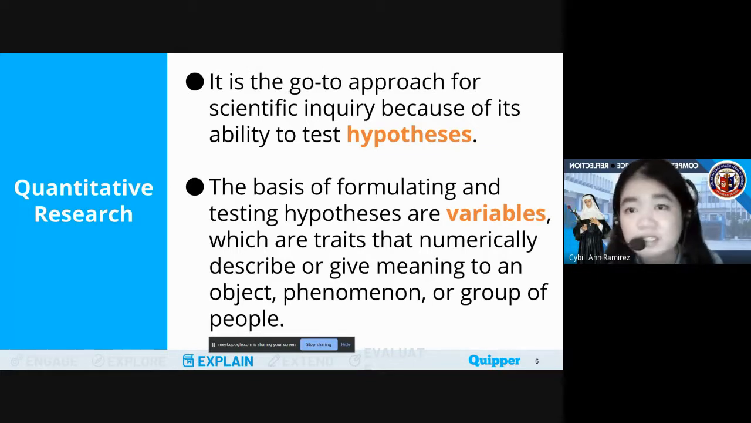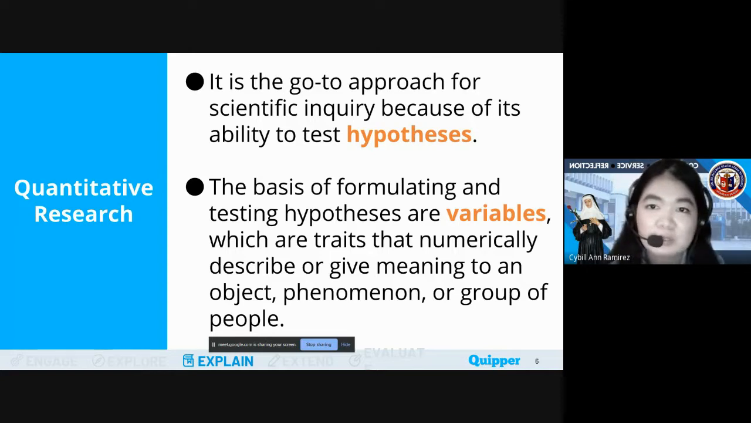You also read the research papers of other researchers similar to your study. So it's easy. It just takes very long sometimes, and your head may ache. But if you compare it to qualitative, believe me when I say quantitative is really an easier approach in research.